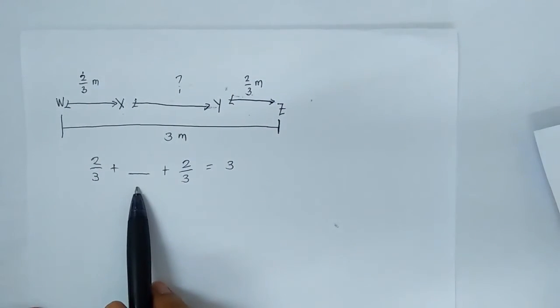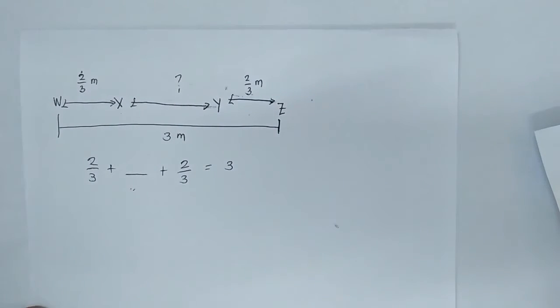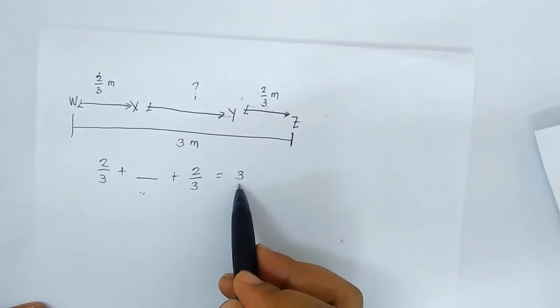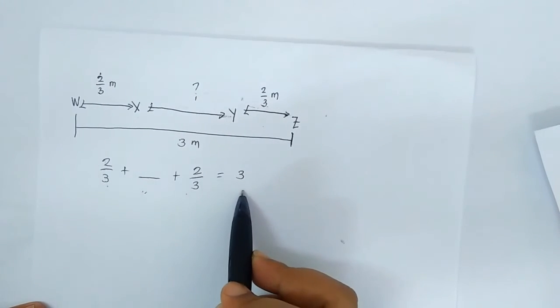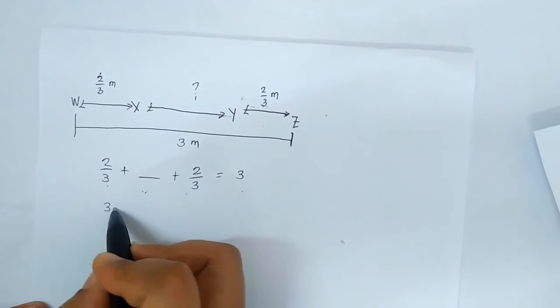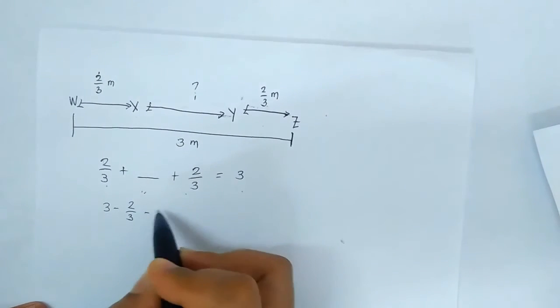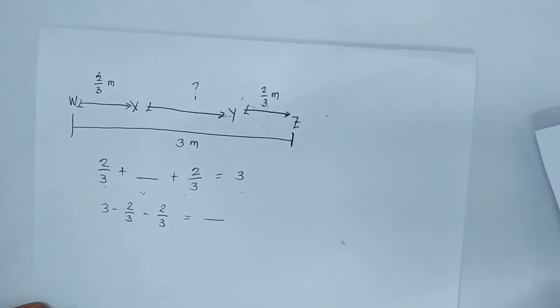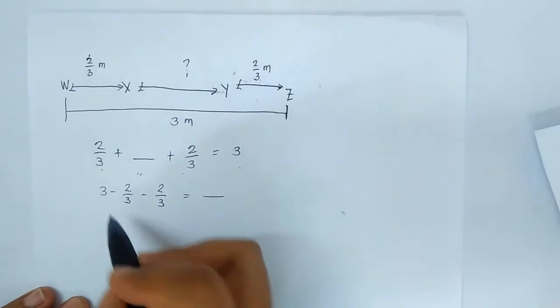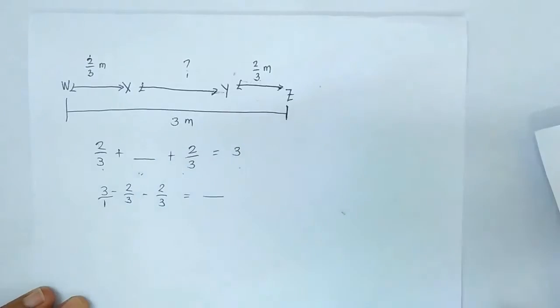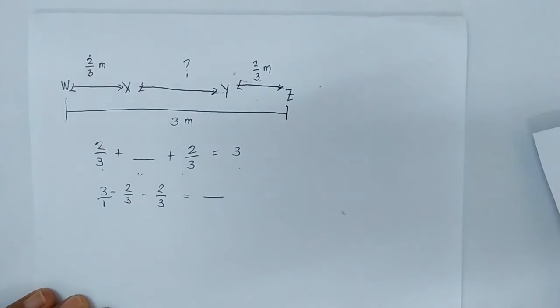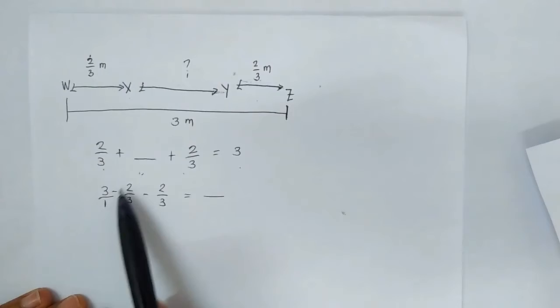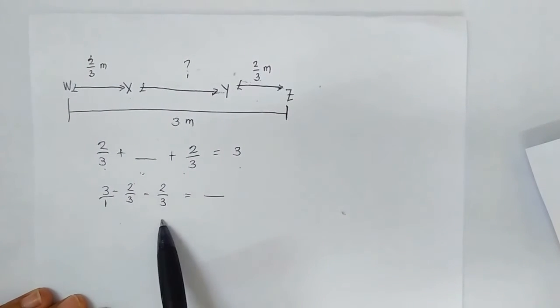How are we going to find the unknown fraction here? Very good. We're going to subtract. So we're going to subtract the 2/3 and 2/3 from 3. So it will be 3 minus 2/3 minus 2/3 is equal to the answer. Okay, how are we going to subtract a whole number? Very good. We are going to make this 1 as the denominator of 3. So we have 3 over 1 minus 2/3 minus 2/3.